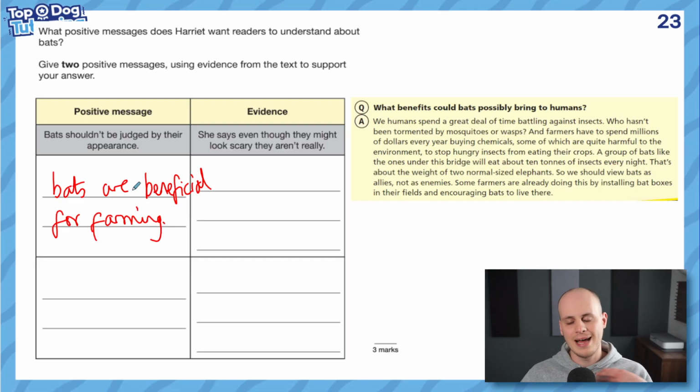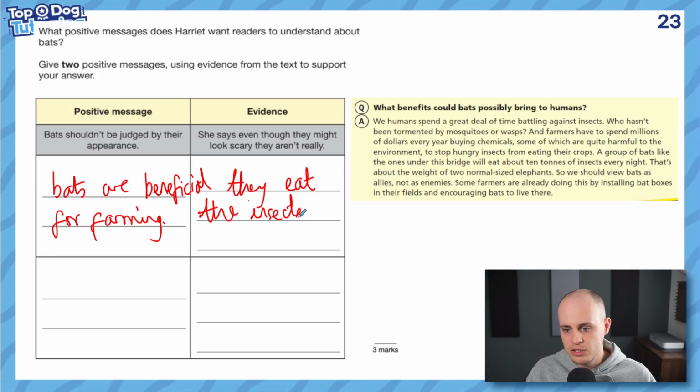And what's the evidence for that? How can we prove from the text that bats are beneficial for farming? Well, let's just think, what made me form that opinion in the first place? Well, it was this bit right here. It says that farmers have to spend millions of dollars buying chemicals to get rid of the insects, but bats eat insects for their dinner. Do you know what I mean? They already eat them. They don't cost any money. So my evidence for bats being beneficial for farming is they eat the insects.